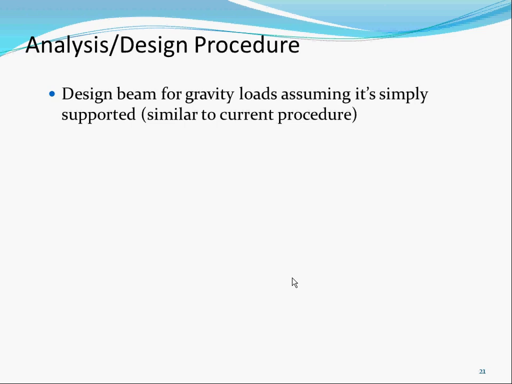Okay, so design the beam for gravity load as simply supported. So this is the analysis and design procedure. Here's what we're trying to do. For the beam, we want it to carry the gravity load, assuming it's a pin-pin connection. One reason for that is deflection. We want a stiffer connection first to start out, but also for retrofits.